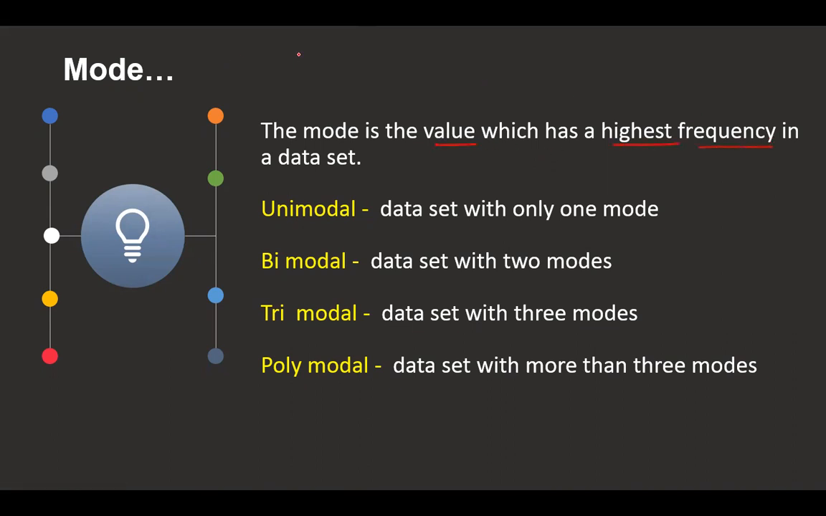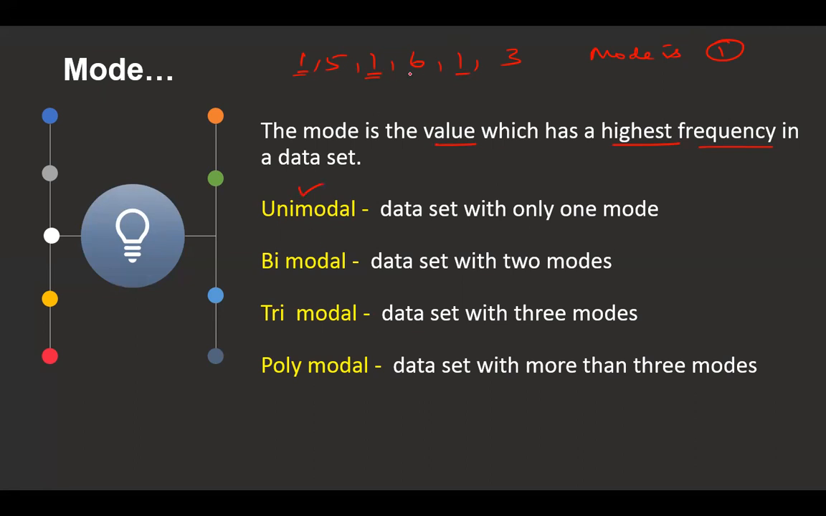So for example, I'm having data 1, 5, 1, 6, 1, 3. So 1 has the highest frequency, it has come more times, so my mode is 1. Okay, so it is having the highest frequency.